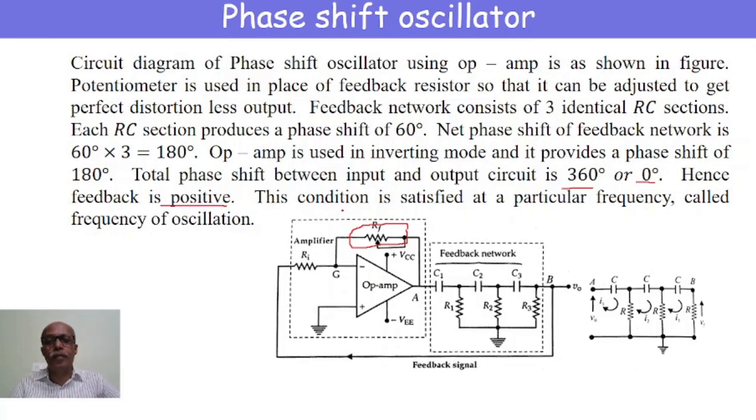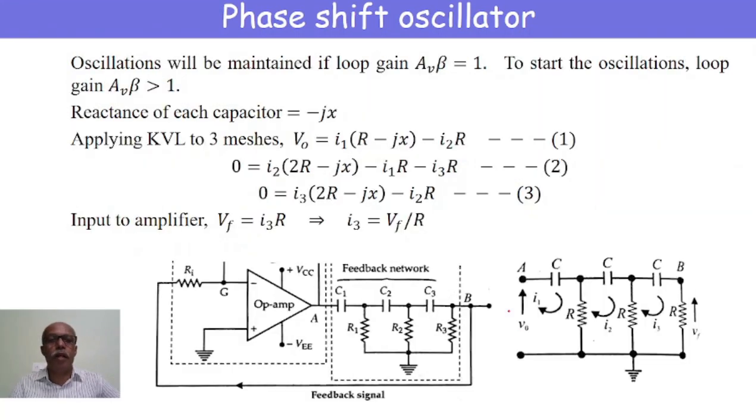And this condition is satisfied at a particular frequency called the frequency of oscillation. And this is the separate view of this feedback network consisting of identical capacitors and identical resistors. And here the capacitors and resistors are of different values. Now, for the oscillations to be maintained, the condition is the loop gain should be equal to 1. In order to begin the oscillations, loop gain should be larger than 1.